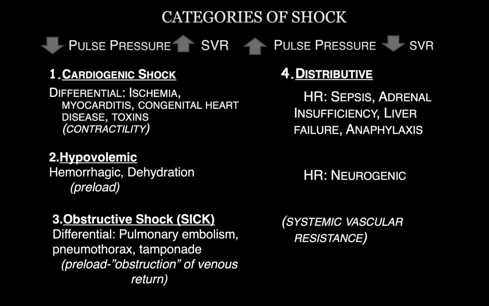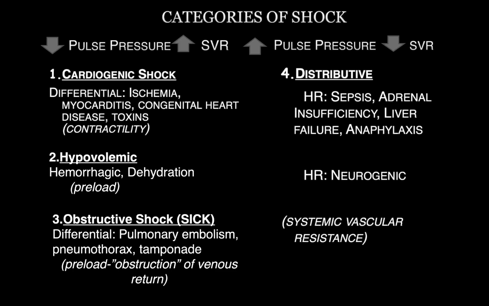The main problem in distributive shock, as the name implies, is the distribution of blood flow. Distributive shock can be caused by sepsis, anaphylaxis, or neurogenic shock. There are two other less commonly thought about causes of distributive shock: hepatic failure and adrenal insufficiency, and I will describe how these fit into this category soon.